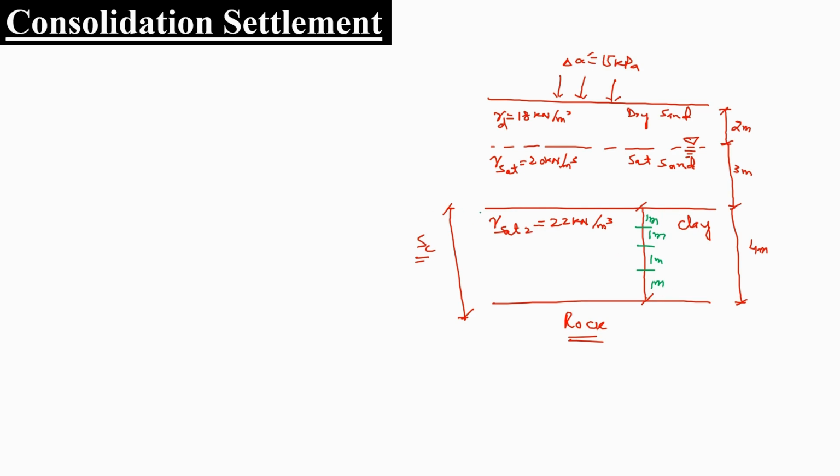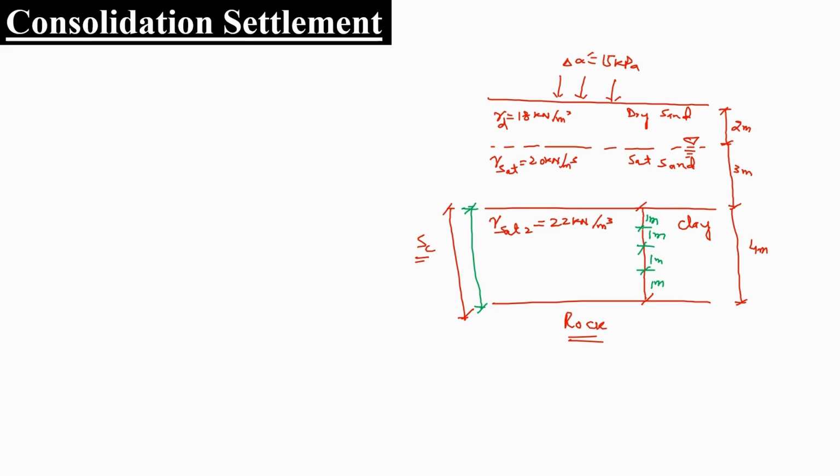It means as we increase the number of layers of the clay, our answer will be more accurate, and if we decrease the number of layers, the accuracy of the answer will decrease accordingly. So simply, according to the condition of the question, we want to divide this clay layer into four sublayers of 1 meter each. You can change the depth of each layer.